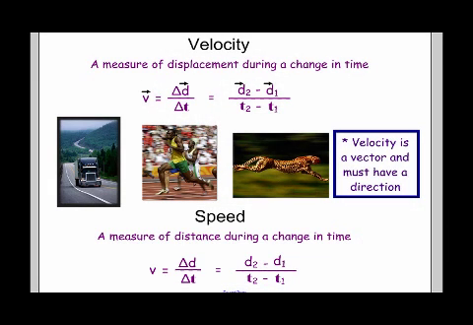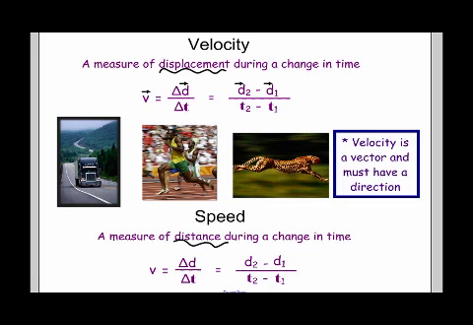Now when I read through both of those definitions, you'll see that there is one key difference between the two terms. Velocity uses displacement, whereas speed has to do with distance. So it's really important to make that connection. Velocity is displacement over time, speed is distance over time.